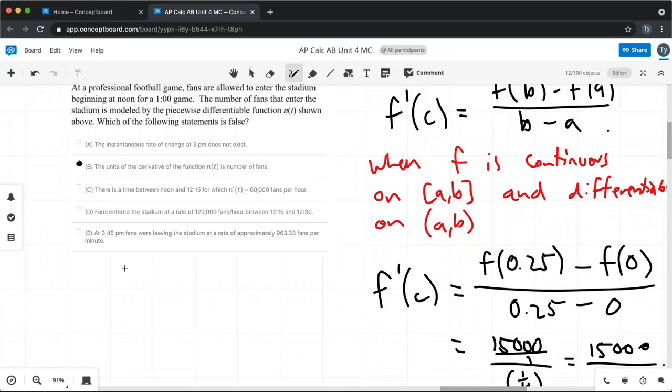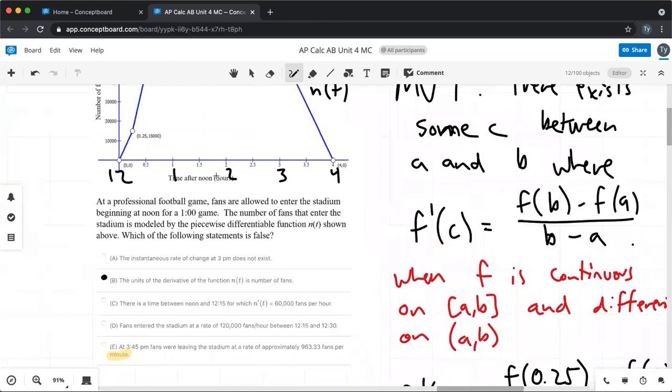And finally, at 3:45 p.m., fans were leaving the stadium at approximately 963.33 fans per minute. Okay, so per minute here. We've been doing per hour. That's how everything's measured in this problem, right? These are hours. So at the end, we're going to need to mess with this a little bit to get it per minute instead of per hour.